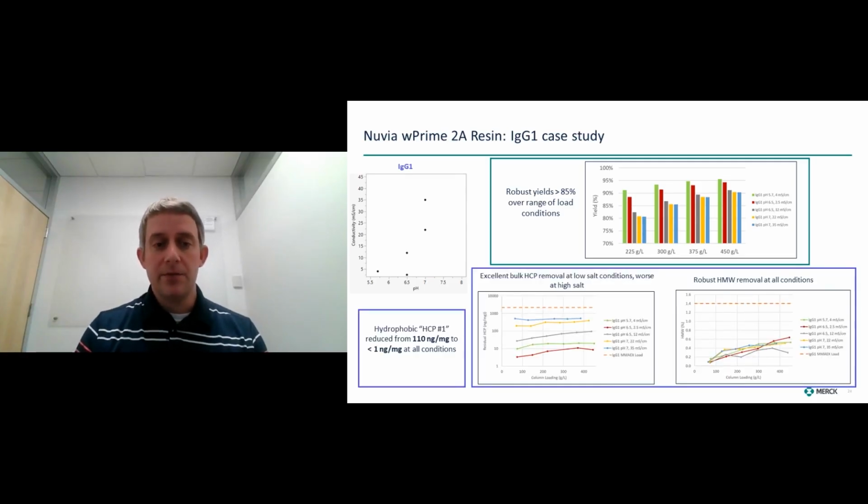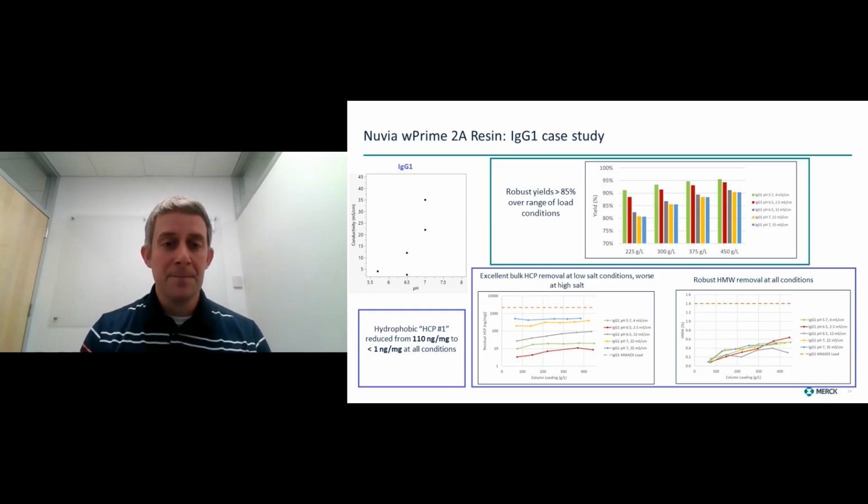And if we look at impurity performance, some promising things here, definitely some ranging with different conditions. So this was a case where that one specific HCP, HCP number 1, was present at a fairly high level, 110 nanograms per mg. And for every fraction that we collected off of here, we were below level of detection. So very effective removal there.